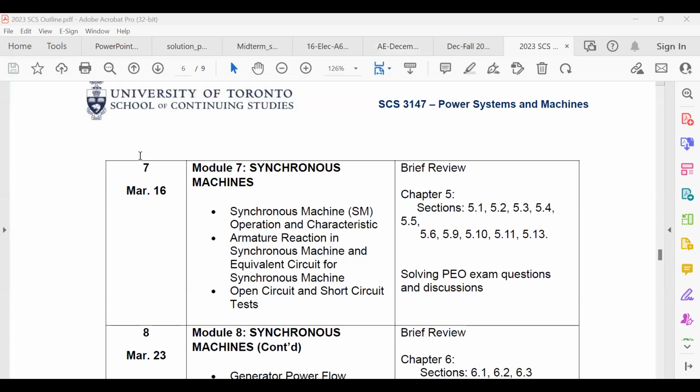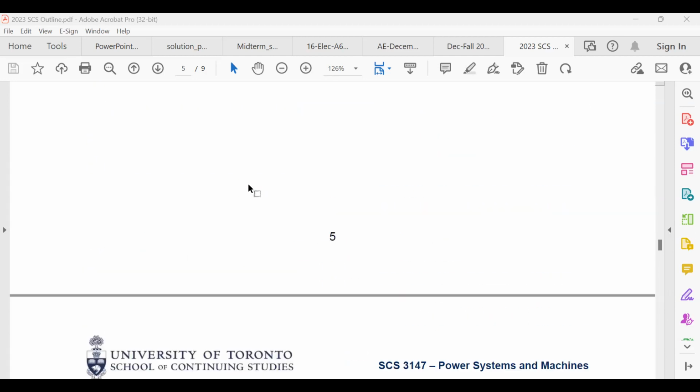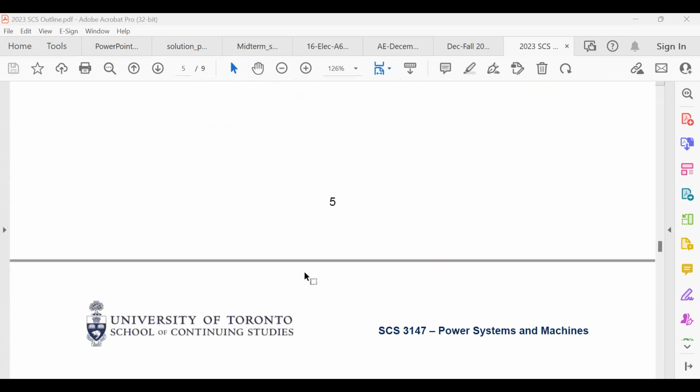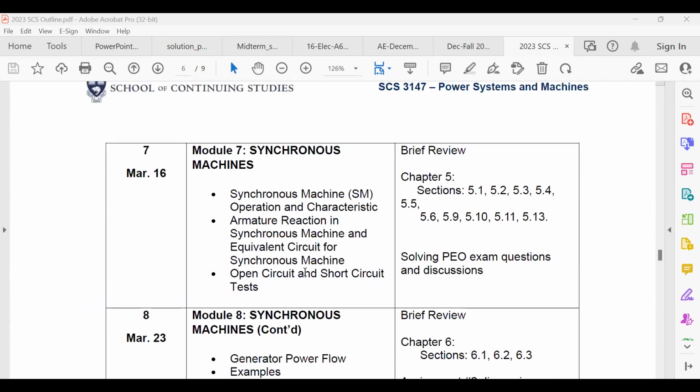Okay, so this is our session number 7, just after the midterm. Last session was mainly the midterm, and we finished the DC module number 5, I believe, for the DC machines. Today, we are going to continue the modules, module number 7.